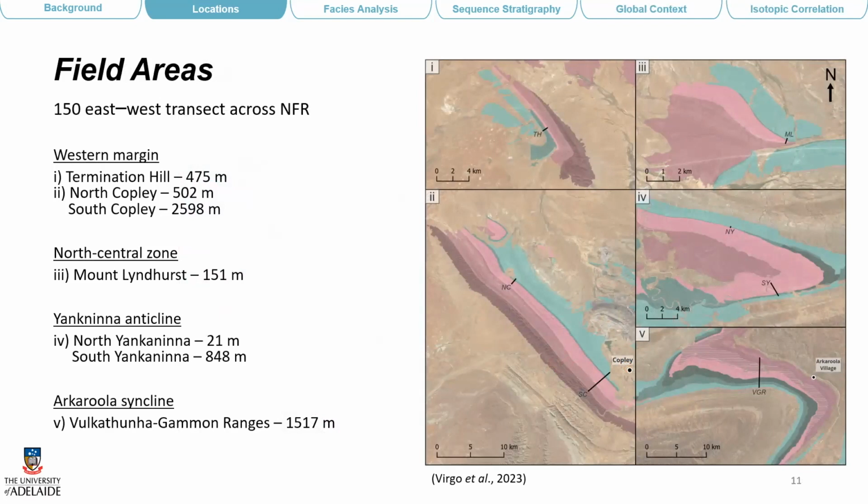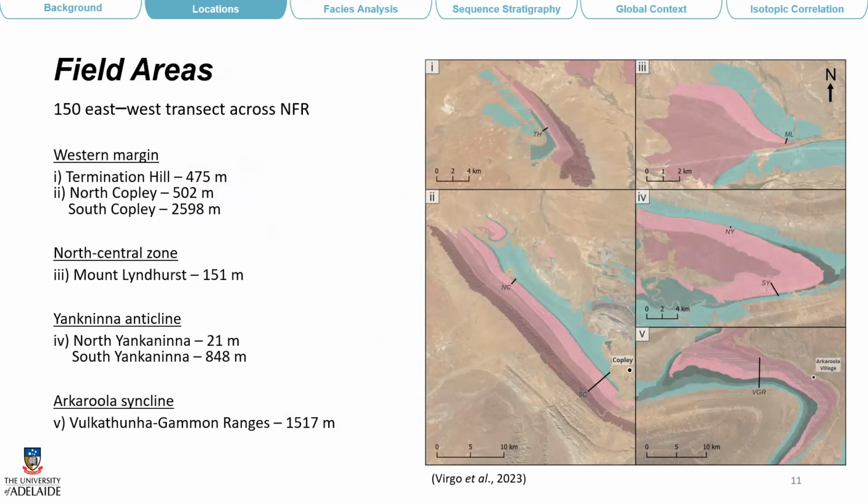On the western margin, our Termination Hill section was about 500 meters, and so was the North Copley section. My South Copley section was the thickest, and it has been used as a case study throughout a lot of my PhD, so it is the most detailed of all my sections. The North Central zone is funny. Jared and I actually struggled to even find the glaciers when we went there. It's incredibly thin, so we measured only a 150 meter section.